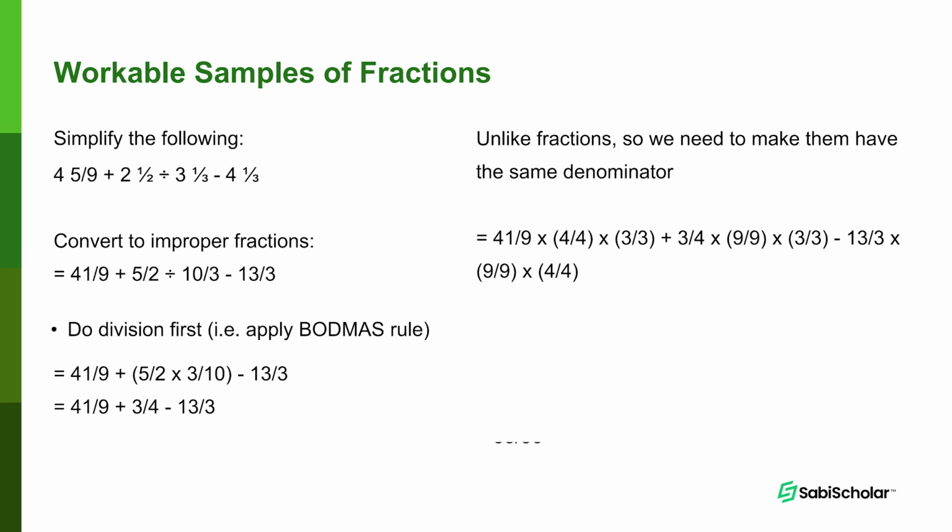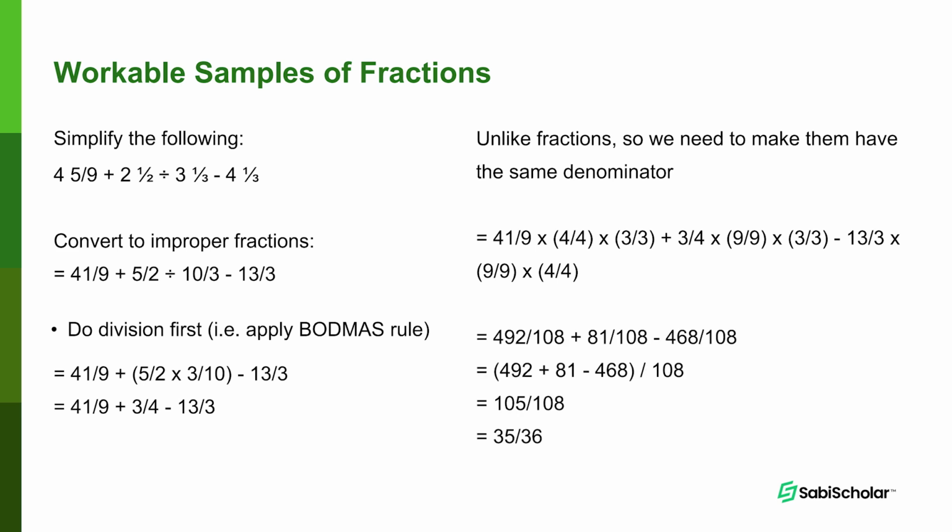So that will be 41/9 times the denominator of 3/4, that is 4. So 41/9 times 4/4 times 3/3. That is the denominator of 13/3. Plus 3/4 times 9/9 times 3/3 minus 13/3 times 9/9 times 4/4. So when we perform that multiplication, we're going to have 492 divided by 108 plus 81 divided by 108 minus 468/108. So now the three fractions have the same denominator, which is 108.